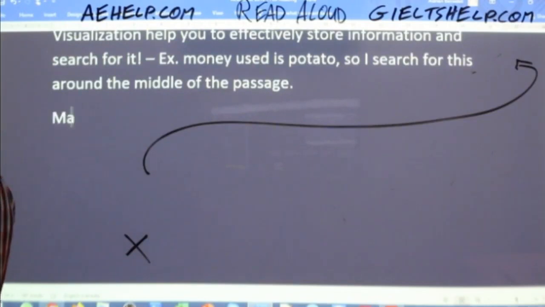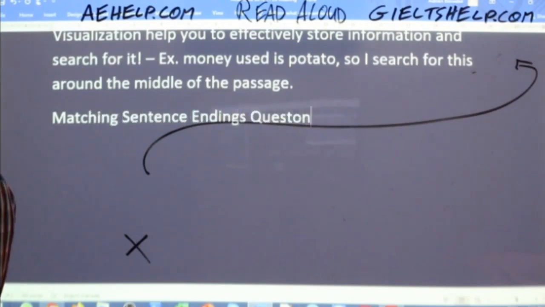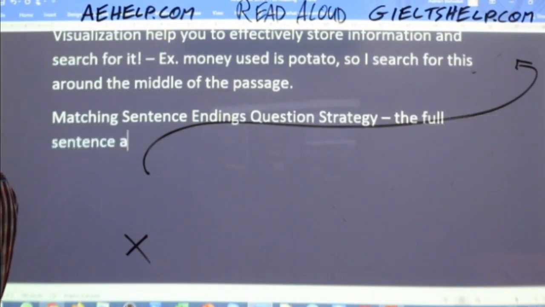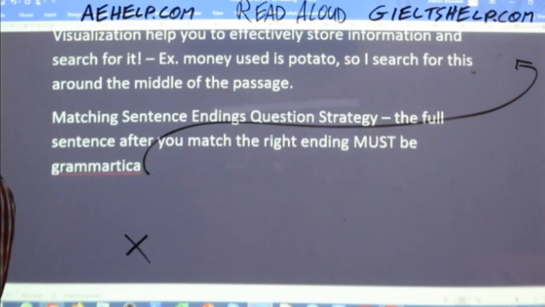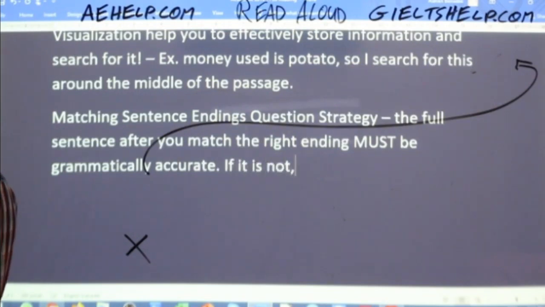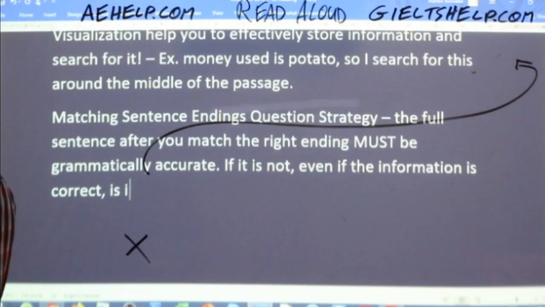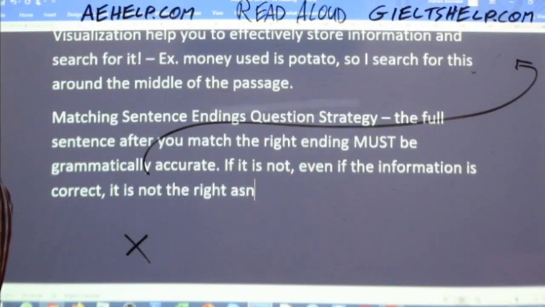Okay. So, matching sentence endings question strategy. The full sentence after you match the right ending must be grammatically accurate. If it is not, even if the information is correct, it is not the right answer. So keep looking.